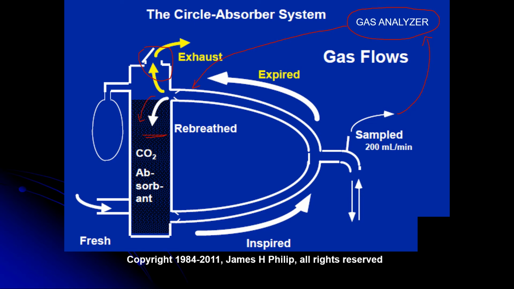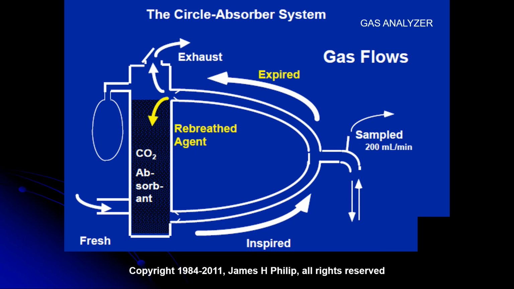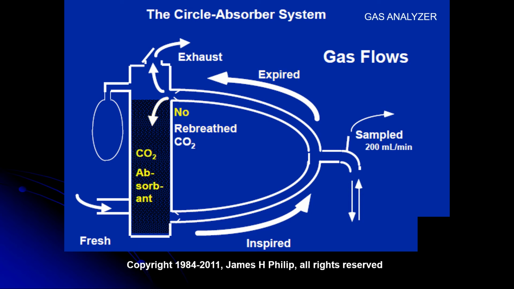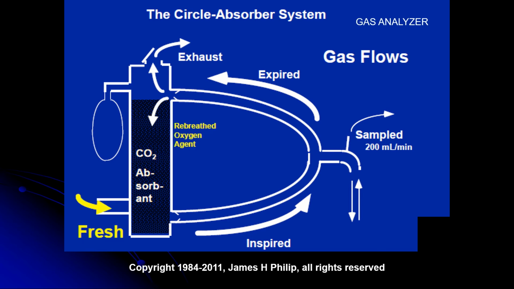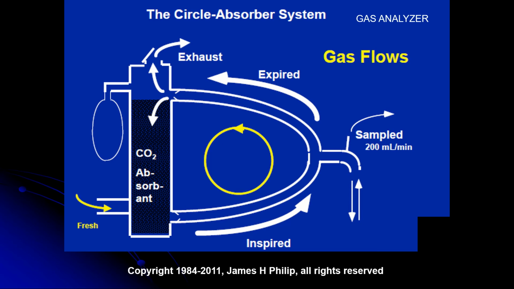So what do we have here returning to the patient? We have the rebreathed oxygen. That means the oxygen that initially came from here to the patient but was not consumed. It was just a carrier gas. Then the rebreathed agent that is moving through the circuit and has not been absorbed by the patient anymore. And no rebreathed CO2 because, as you see, CO2 remains in the absorbent. So another phase, fresh gas and rebreathed oxygen and agent, and everything moves around in a circle.